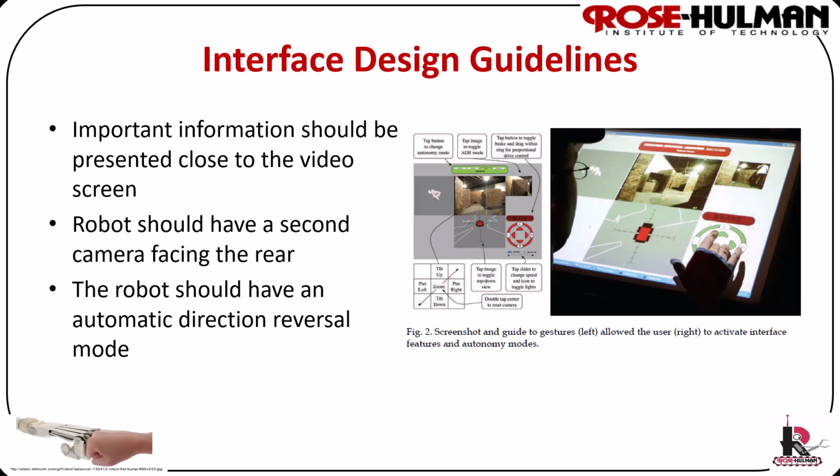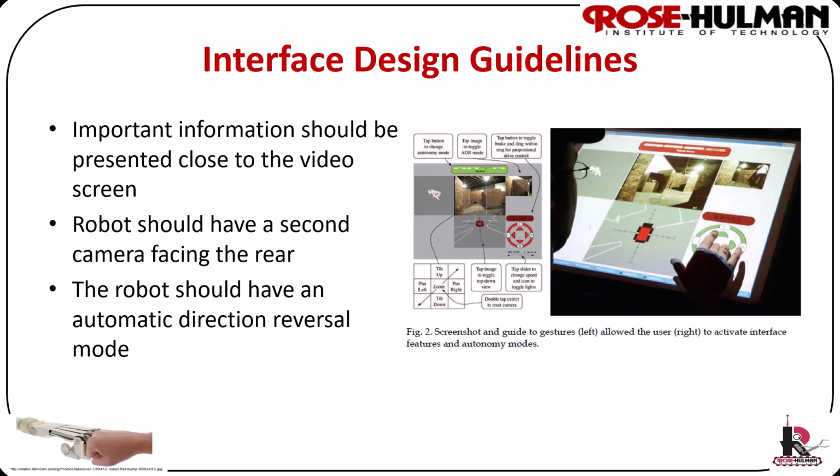So when you're designing interfaces, one thing to think about is that important information should be presented close to the video screen because most users are most reliant on that video screen. So if it's something you really want them to know, keep it close to that space. A good thing to do for a mobile robot is to have a second camera that faces the rear, because most obstacles will be hit from the rear. The robot should also have an automatic direction reversal mode for when you're driving it backwards, and you may want to use that rear-facing camera to help with that.